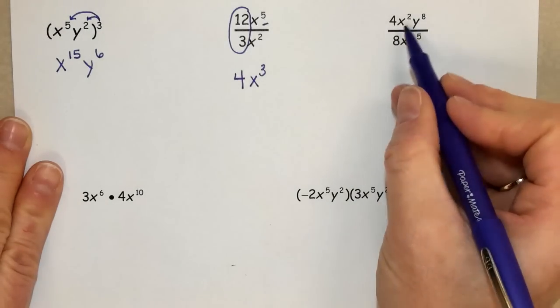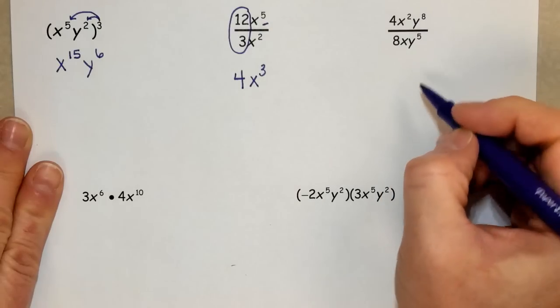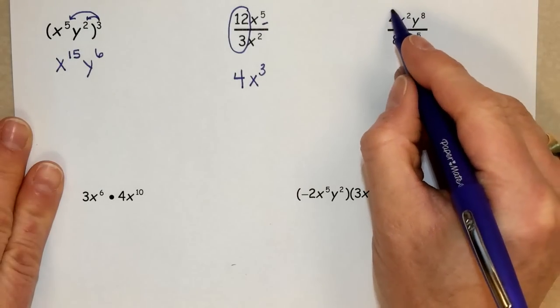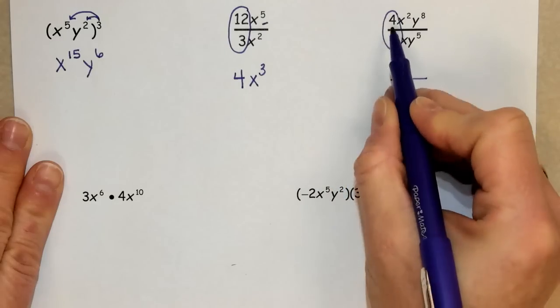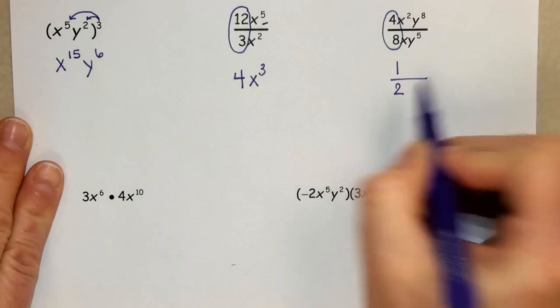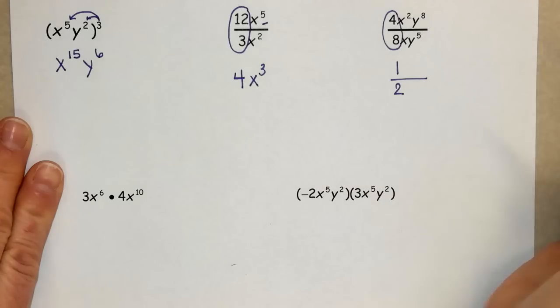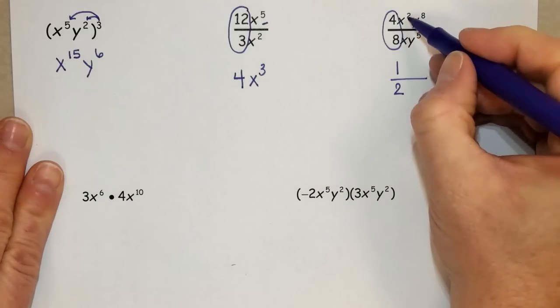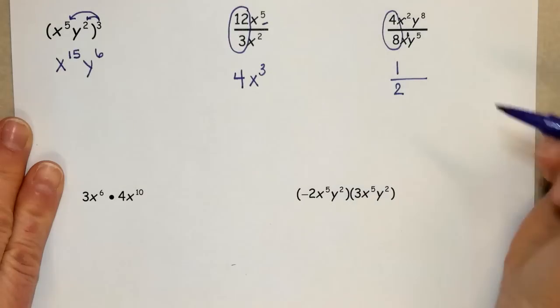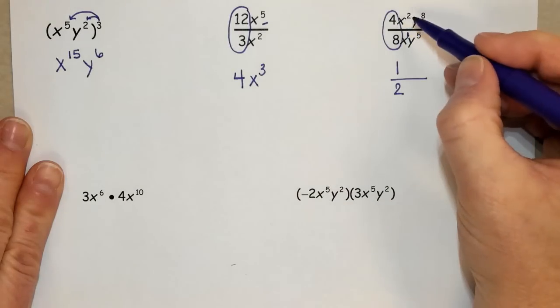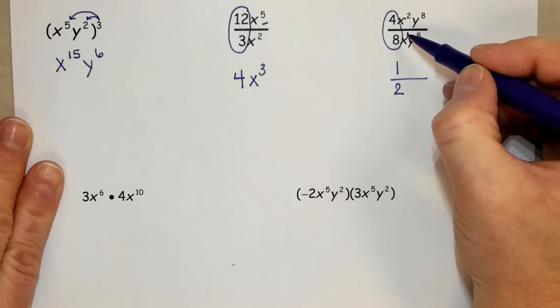This one looks all sorts of crazy and people's eyes start glazing over, but it's not. Just break it down. 4 over 8 is a fraction that simplifies, right? 1/2. You can use your calculator to simplify the way we did in the probability unit. X's go with x's. Remember, there's an invisible 1 whenever you can't see the exponent. So 2 subtract 1 would be 1.